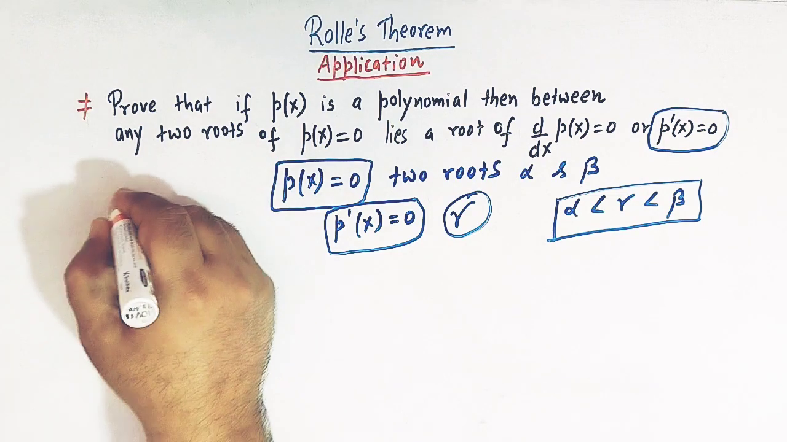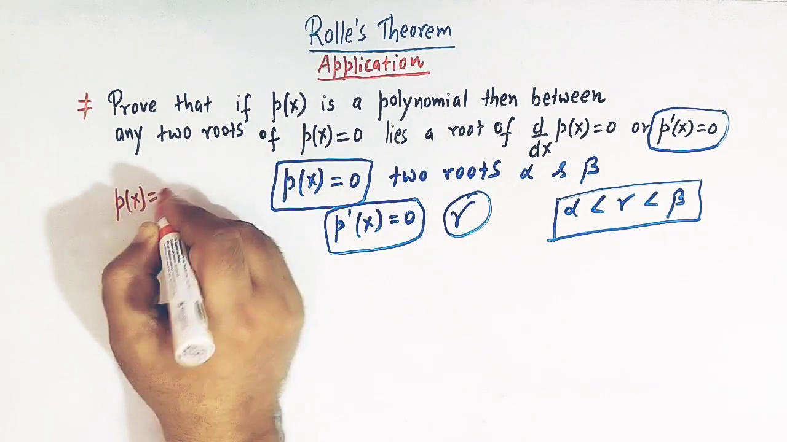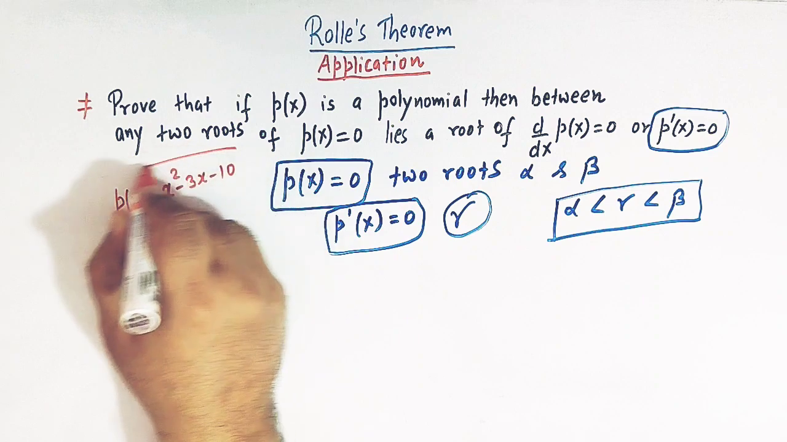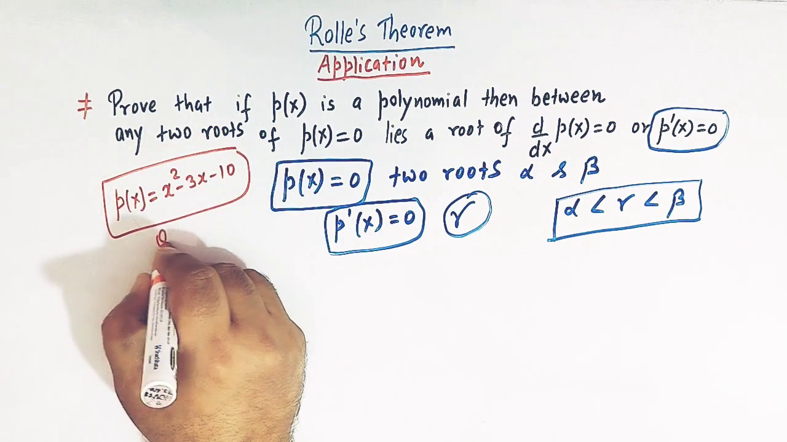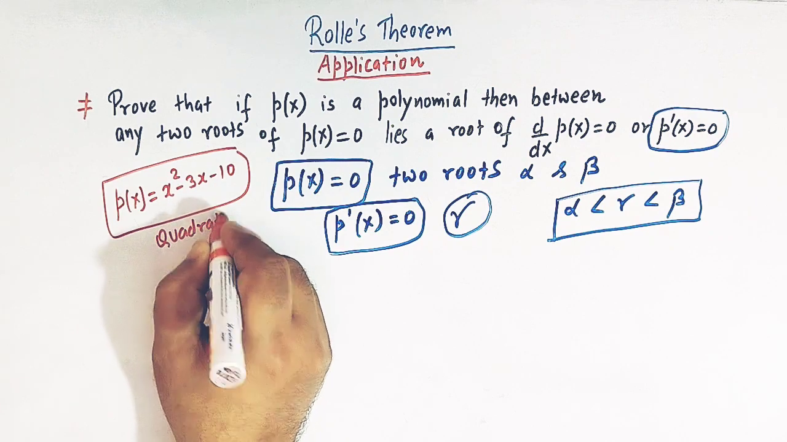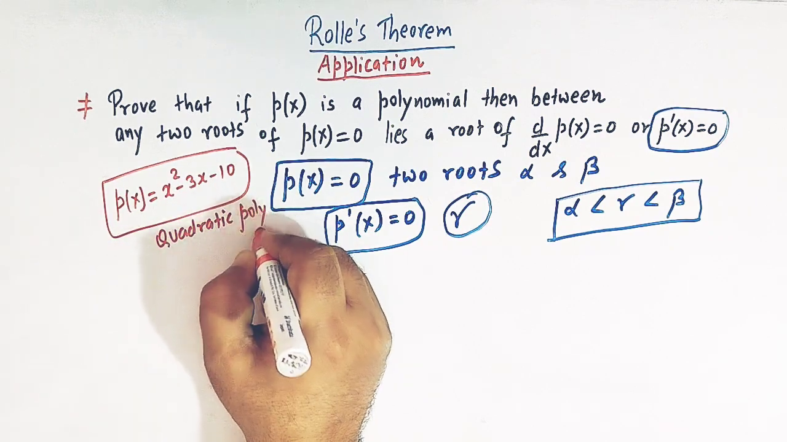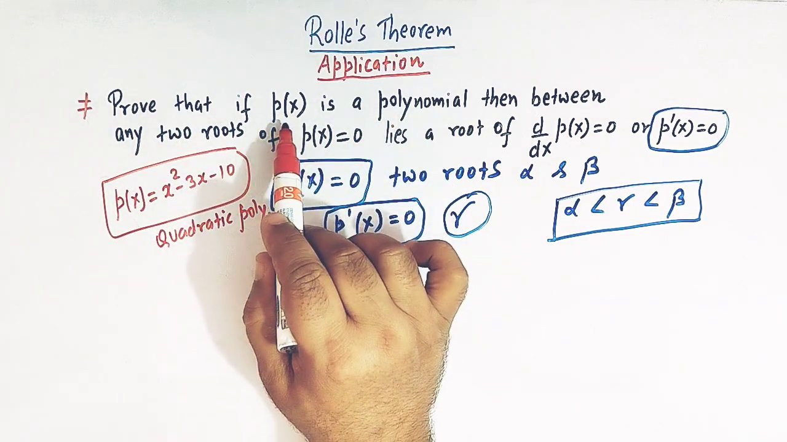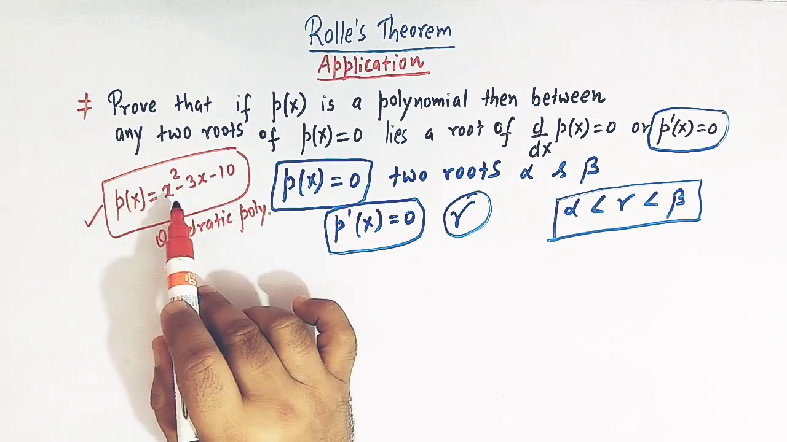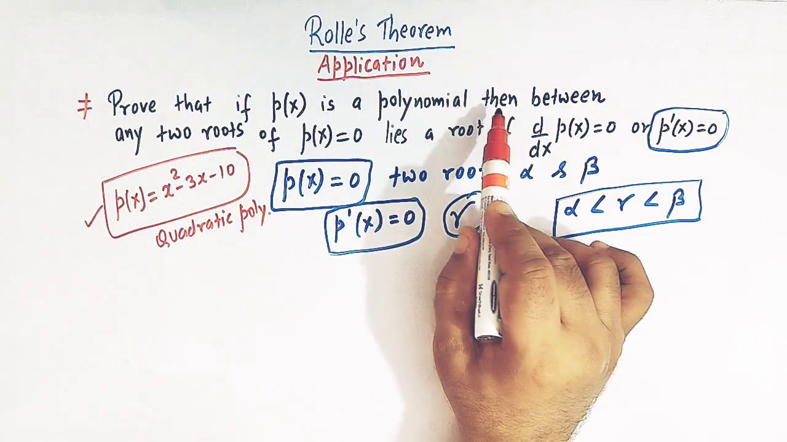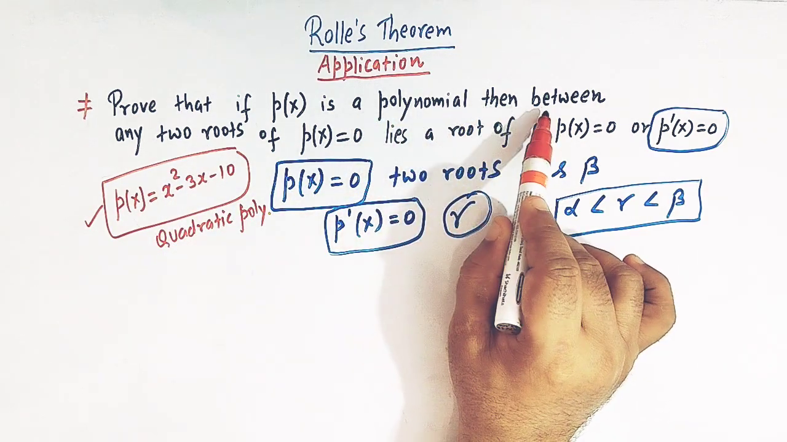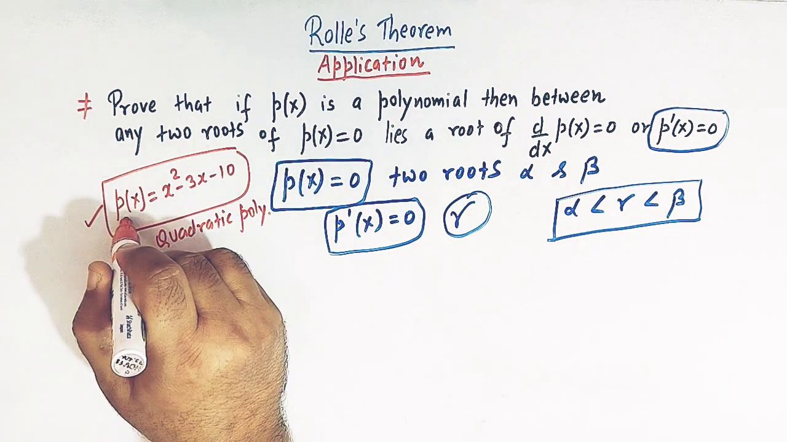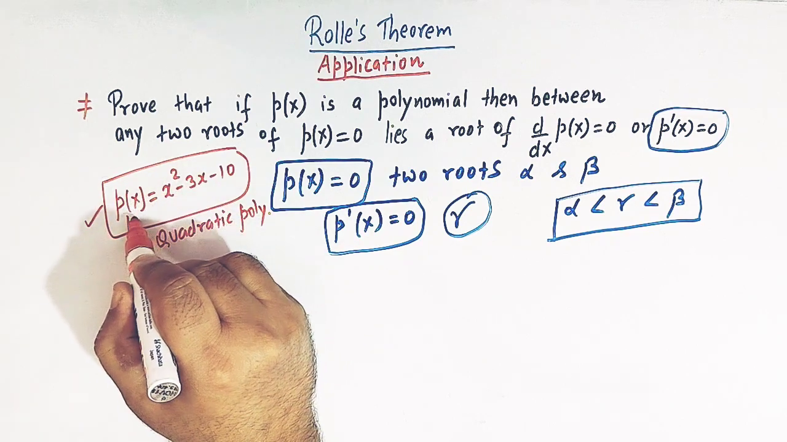So let us take a polynomial, say p of x is equal to x square minus 3x minus 10, right? So here we are taking a quadratic polynomial, so the degree of the polynomial is 2. Then this problem says that between any two roots of p of x is equal to 0, right? So let us form an equation with the help of this polynomial.